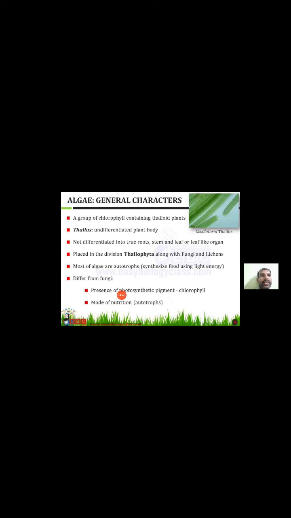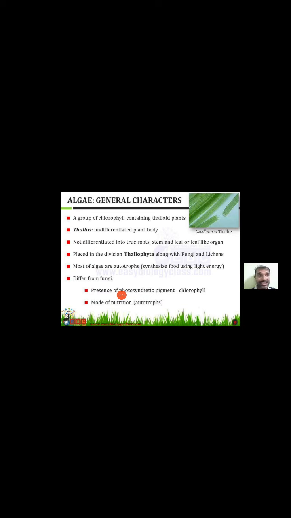Now I can explain the general characters of the algae. The algal group shows a thallus-like structure. Before that, I explain the thallus: there is no differentiation of root, leaf and stem, and it shows a round-like structure, which is called a thallus. A group of chlorophyll-containing thalloid plants is placed in the division thallophyta, along with the fungi, which includes lichens. The study of lichens is called lichenology.